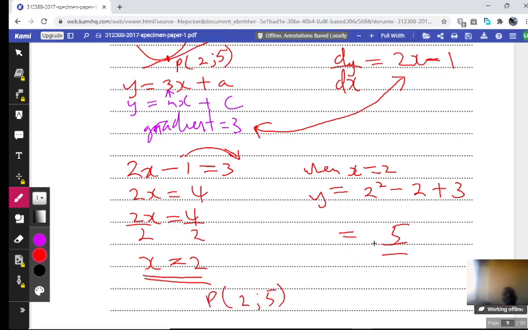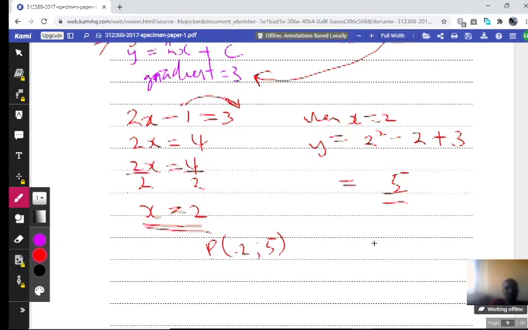Now we want to find the value of a. Where is a? It's in the equation of the tangent, y equals 3x plus a. What are you supposed to do? You just substitute the values of P. Where there is y, you put 5, and where there is x, you put 2. Then you are done. So let's substitute.